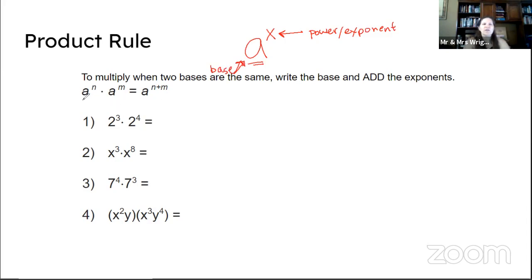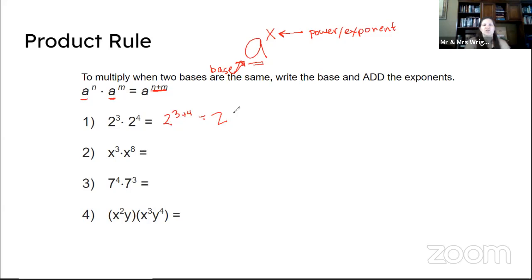Okay, so here we have a base a to the power of n times a base a to the power of m. And the product rule tells us that when we have the same base and they're being multiplied, then we just add the exponent. So that results in a to the power of n plus m. I wrote a and I added n plus m. So let's do some examples here with some numbers. I have base 2 raised to the power of 3 times base 2 raised to the power of 4. These have the same base, so I'm going to write the base and add the exponents 3 plus 4.